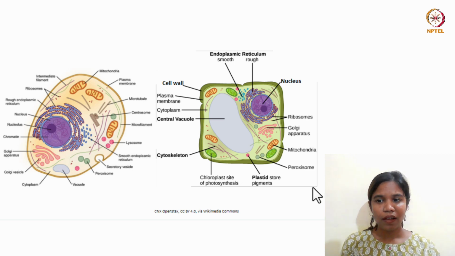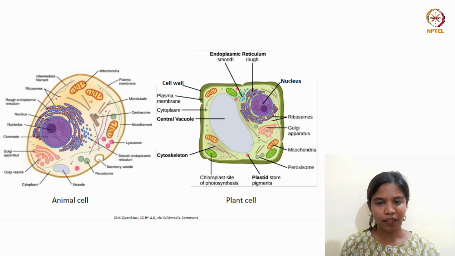animal cell. As you can see in this image, on the right hand side, chloroplast is present, there is a central vacuole, and there is a cell wall. These all are the characteristics of a plant cell. And on the left hand side, you have an animal cell which does not have all these characteristics. So these are the cell pictures that we usually come across in our textbooks.